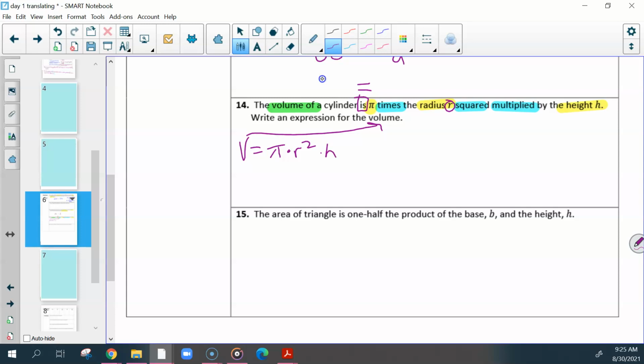So if you were thinking about it, this may be how you wrote it out. But you could rewrite this. Since everything is being multiplied together, you don't really need those dots. Here you could also use parentheses, like I could put parentheses around pi and r squared, or r squared and h. It doesn't really matter.